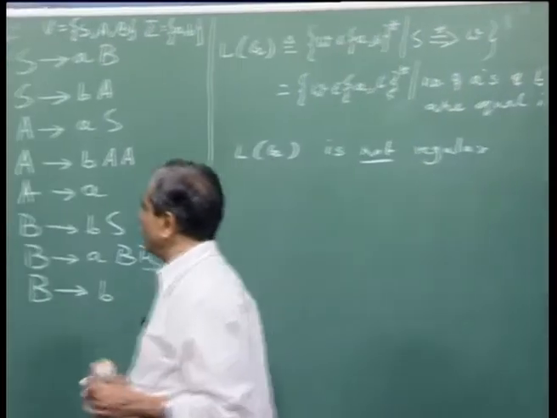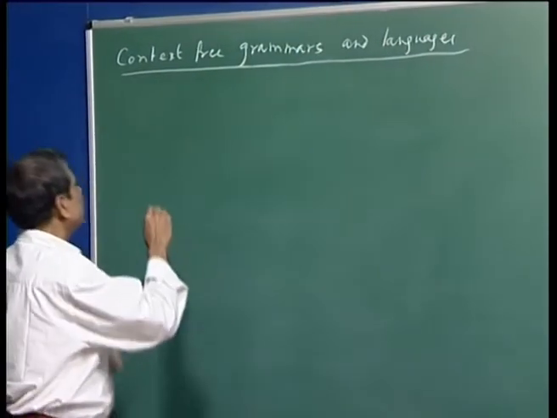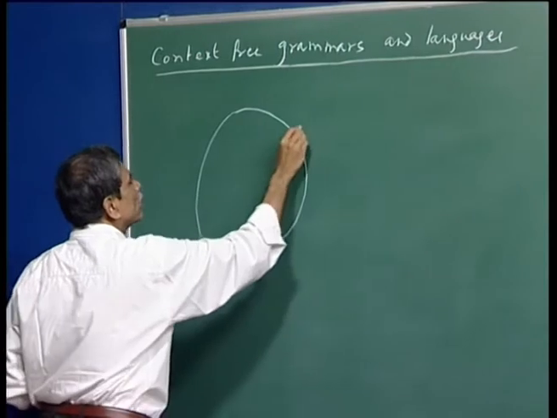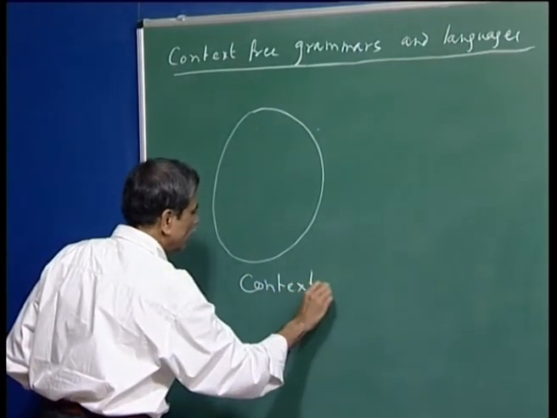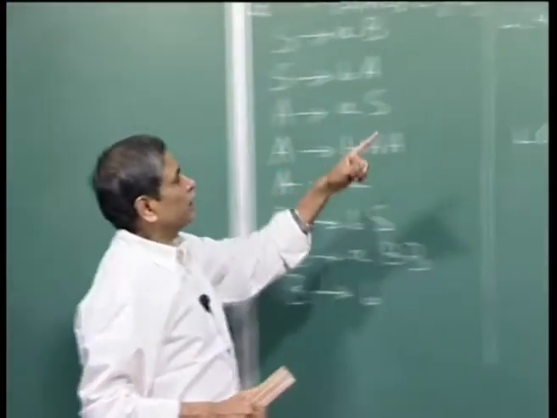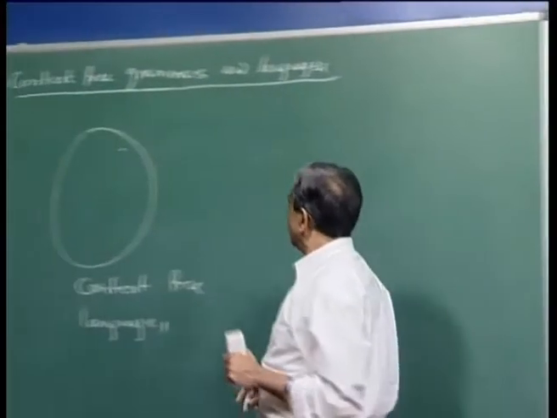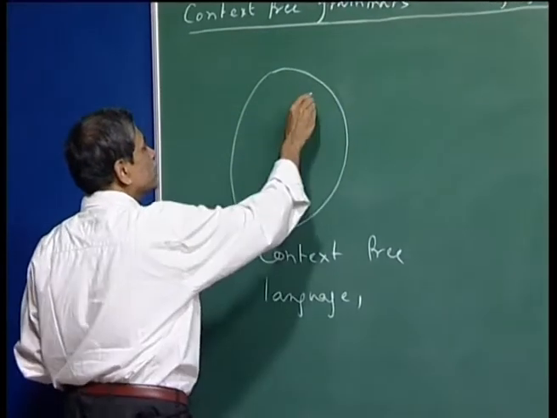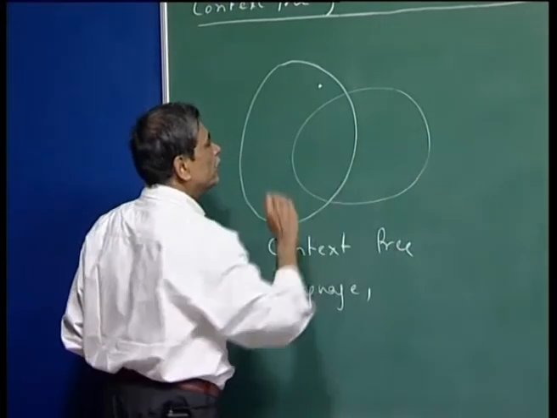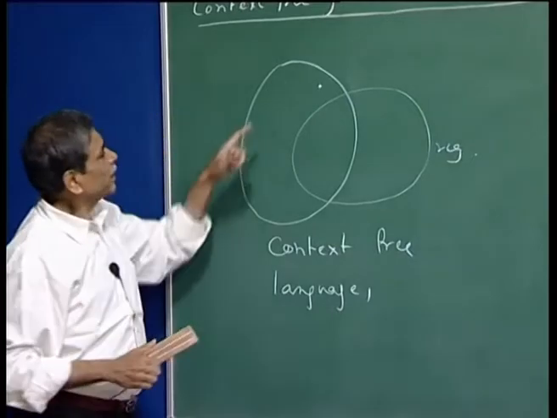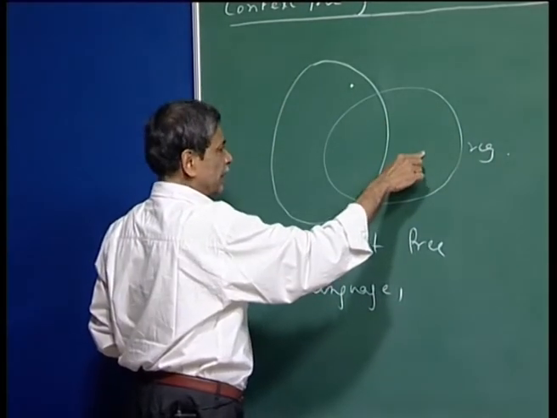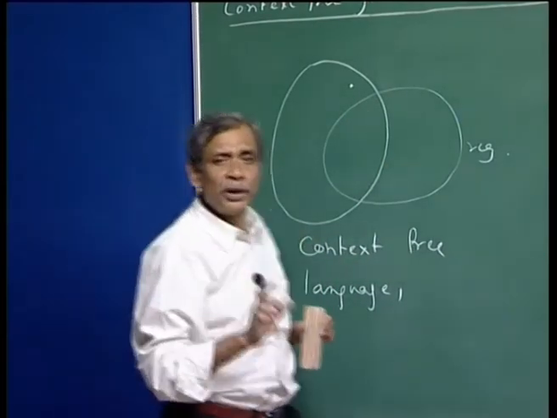Why is this question important? This is the set of all languages which are context free, the class of context-free languages. And here, for example, I have this set which is not a regular set. Now, there could have been two possibilities. It could be that there are some regular languages which are not context free. For example, if this is the picture, then this is a regular language which is not context free. What we are going to show is that this is not the case.